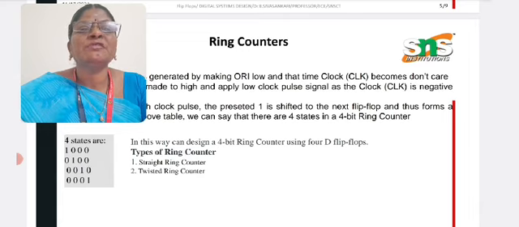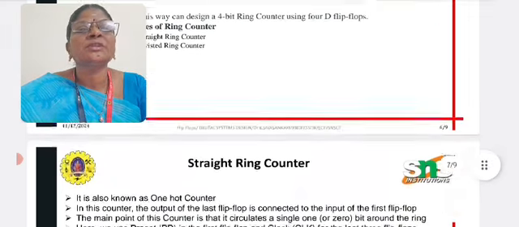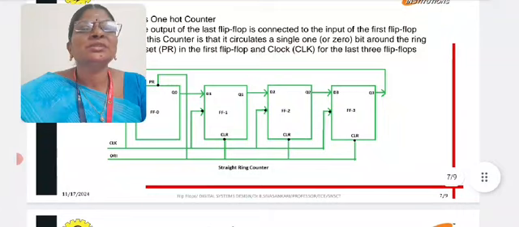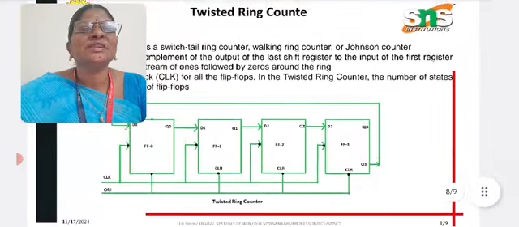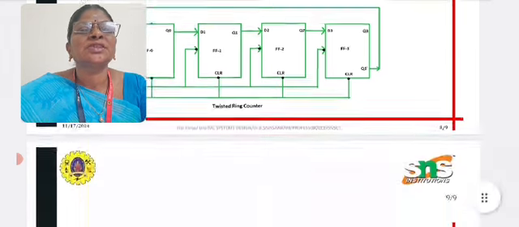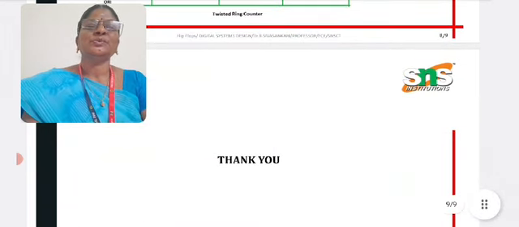There are two types of ring counters: the straight ring counter and the twisted ring counter. This is the block diagram of the straight ring counter. You can see it is straight, and in the twisted ring counter, you can see there is a difference in the connection from output to input. So this is all about the straight ring counter and the twisted ring counter.